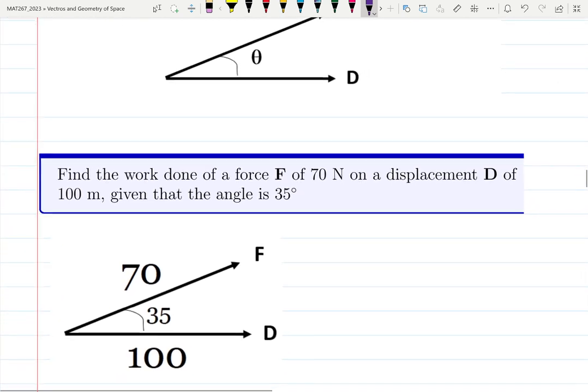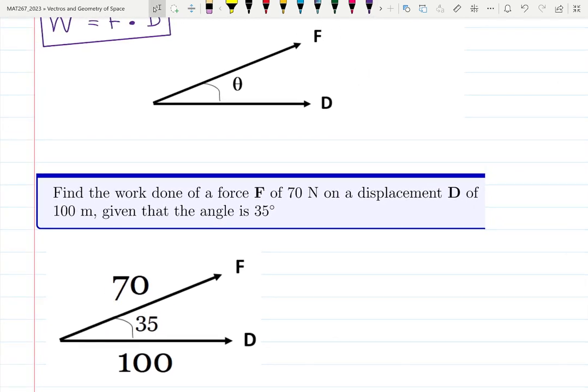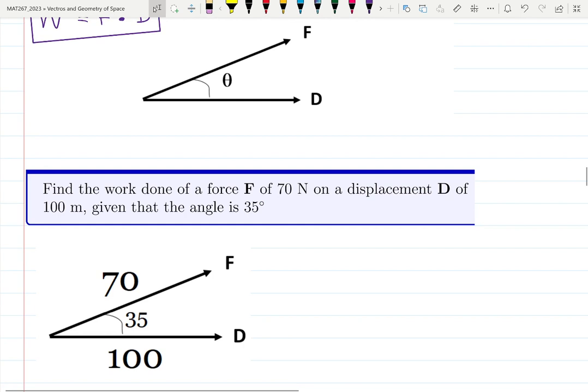Find the work done given force F, 70 newtons, and displacement D, 100 meters, given that the angle is 35 degrees. That's a problem from your homework. Maybe exam 2, we'll see. Not exam 2, maybe exam as well.